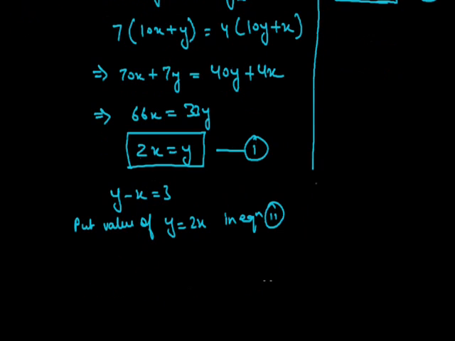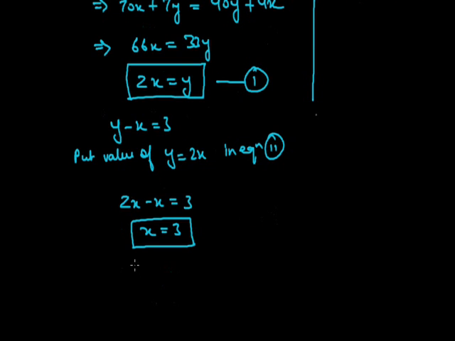So accordingly I will get 2x minus x is equal to 3. So the value of x is equal to 3. That is, I got one number out of x and y. And now I use this number to get the value of y. As you know that y is equal to 2x, that is 2 into 3, so this is equal to 6. So in this way I got the values of x and y.